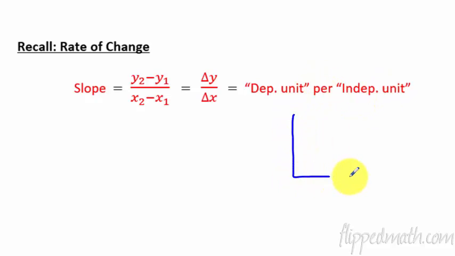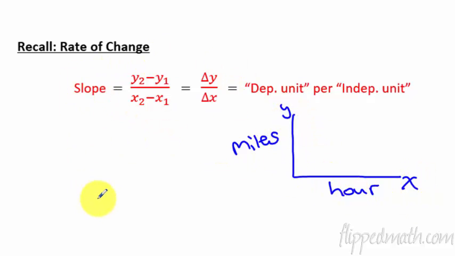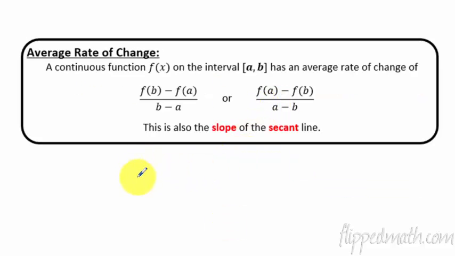Probably the easiest way for me to think of this is miles per hour. That's one of the most common ways of thinking about this. Miles would be the y-axis, or the dependent unit, and the independent unit would be the hours, which is on the x-axis. That's why it's the y values divided by the x values. So that's rate of change, stuff you've been doing for years now. Hopefully this will make sense as we start getting into a little bit of calculus.